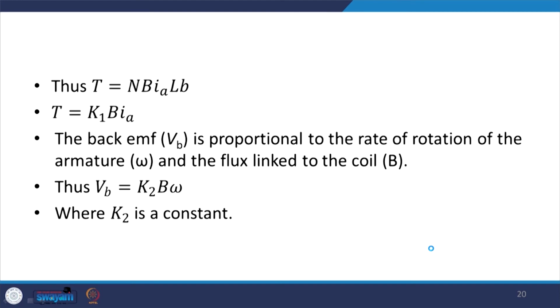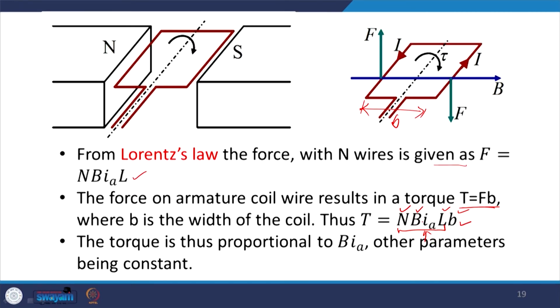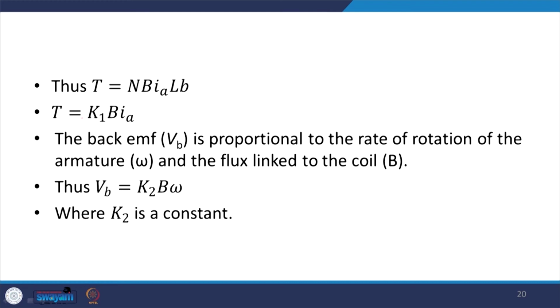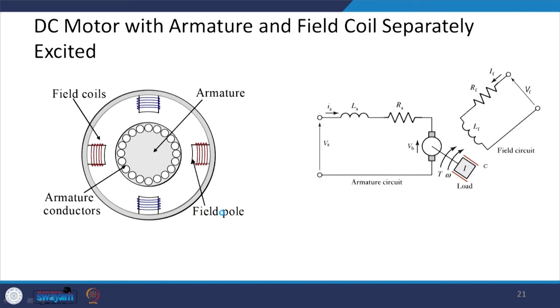Suppose B is also not constant, then we can take that the torque is proportional to B times IA. So, my equation is T is equal to K1 B times IA. And you see that the back EMF is proportional to the rate of rotation of the armature and the flux linked to the coil. So, VB is equal to K2 B omega, where K2 is a constant. We will be using that concept.